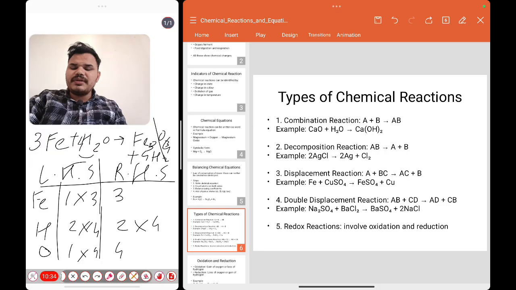We have the example as well, that is the calcium oxide and the water is given. So after that you will get the CaOH2.